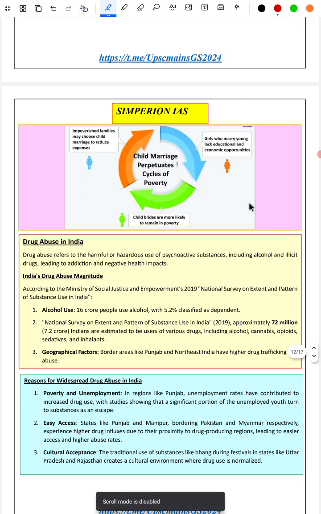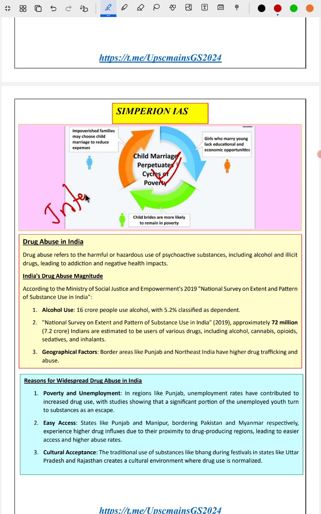Next, we have covered how child marriage perpetuates a cycle of poverty. We have already read intergenerational poverty, child marriage, socio-economic impact will be intergenerational poverty. Next, drug abuse among the children in India. We have covered a few points.